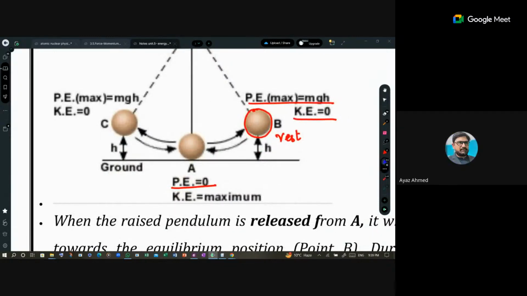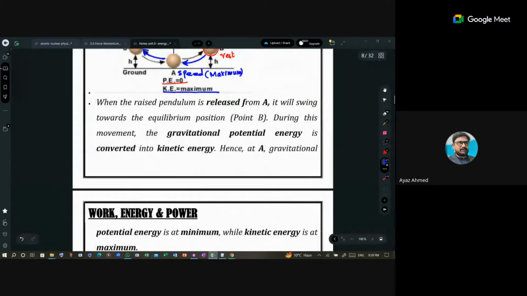So when it is moving down at this point, its speed is maximum. Its speed is maximum. So when it has maximum speed, that's why kinetic energy is maximum. Again, when it is moving up, its speed decreases and height increases. It means from A to C, gravitational potential energy increases and kinetic energy decreases. So in all of these situations, one energy decreases and the other increases.